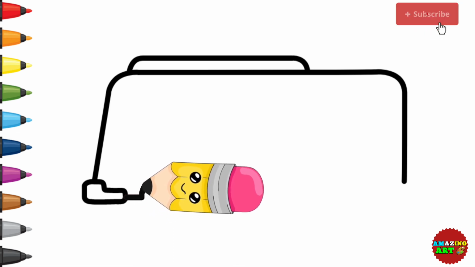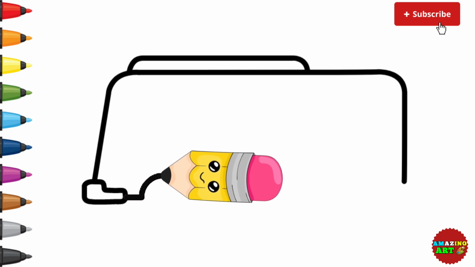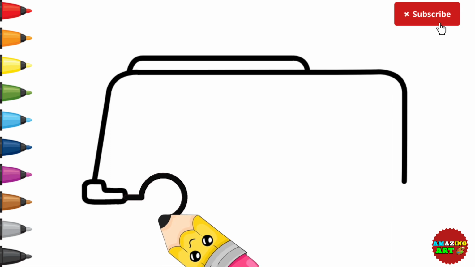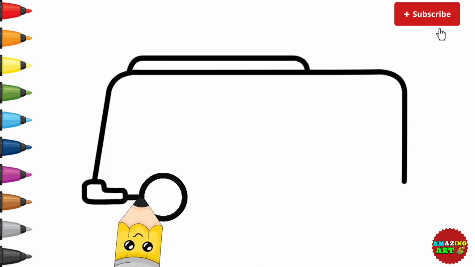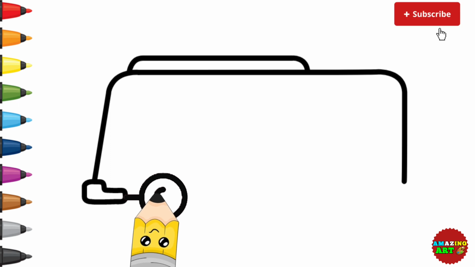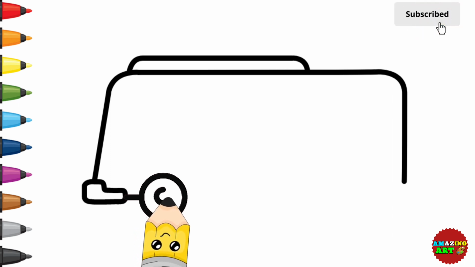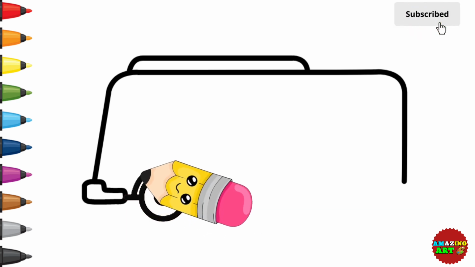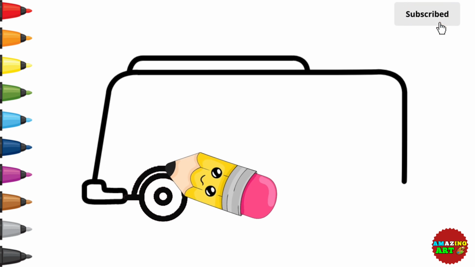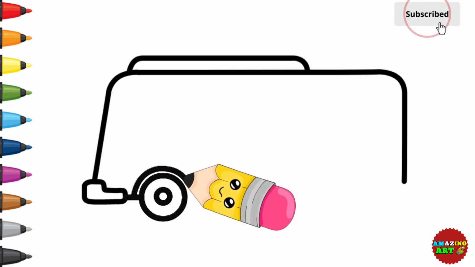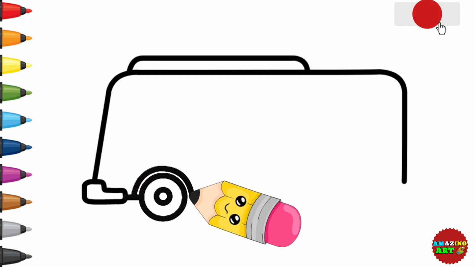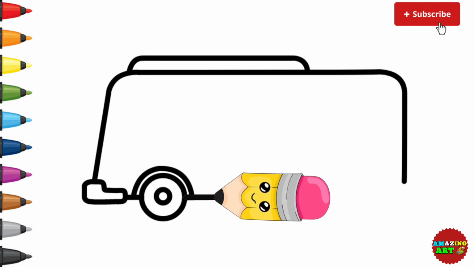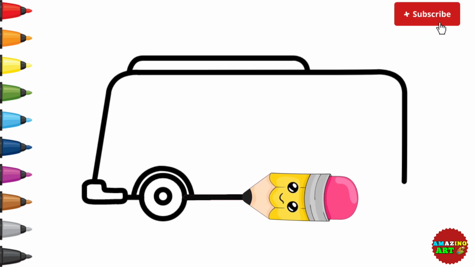Let's make the wheel of the bus. First we are making a big circle, inside that a small circle. Now let's make a straight line. After that we are going to draw the wheel of the bus again.